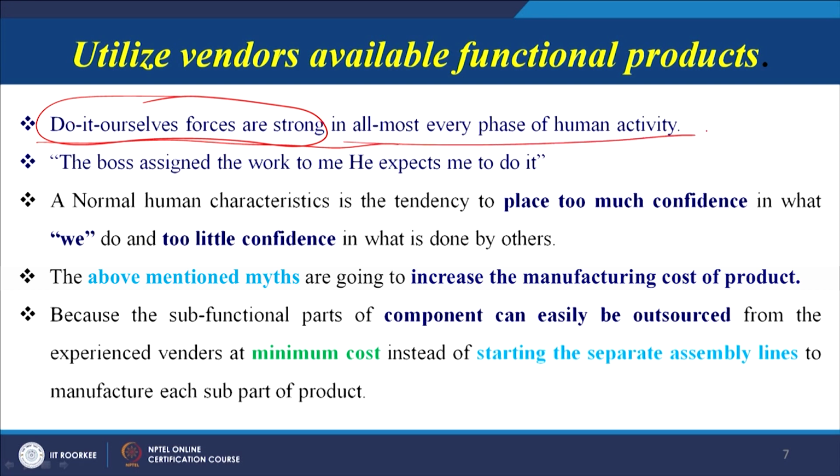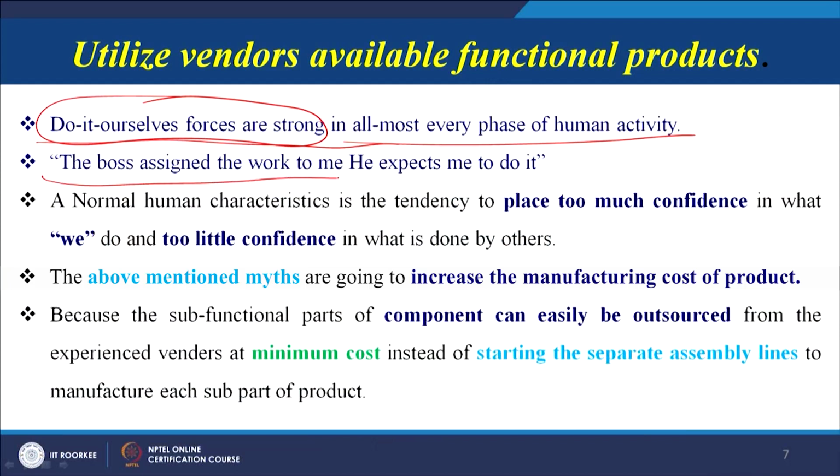Most of the time we say yes, our company can do this. Why not make it ourselves? Why should we buy it from a vendor? Who will ensure the quality of the vendor's product? So many issues are there. So, the do-it-ourselves attitude also sometimes restricts our thinking or our openness to accept the vendor's product. The boss assigned the work to me, he expects me to do it. So, maybe a behavioral aspect. The boss has assigned a work to you, you have to do it, and you may not explore the alternatives that such a product already exists.